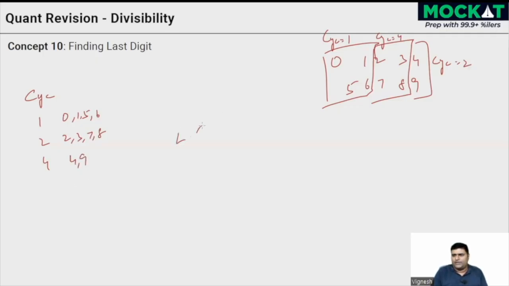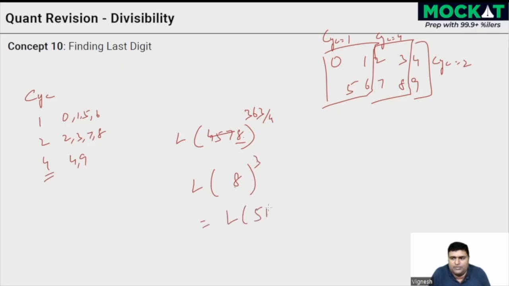If you want to find the last digit of 4578 to the power of 363, I'm concerned only about the last digit. Ignore everything else in the base. To the power, divide by the cyclicity. So the last digit of 8 power 363, divide by 4. What's the remainder? I want only the remainder. That's 3. So 8 cube is 512. My last digit is 2. That's it.